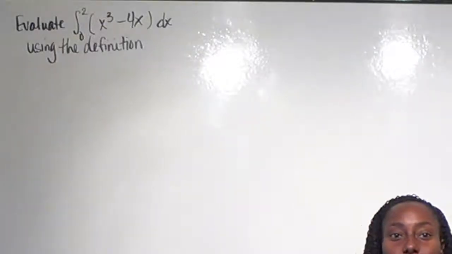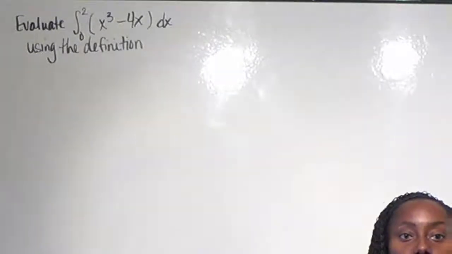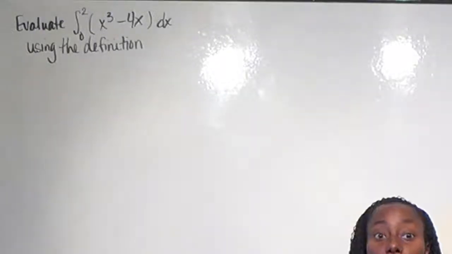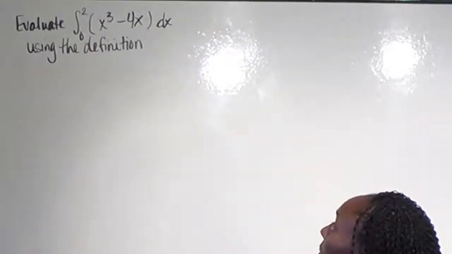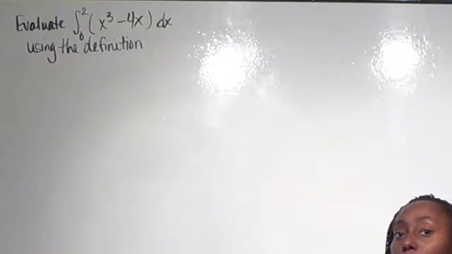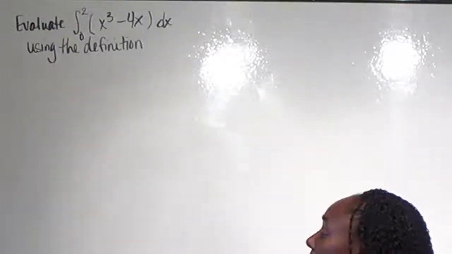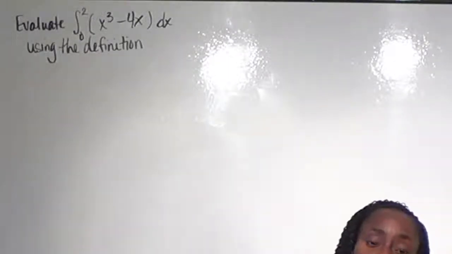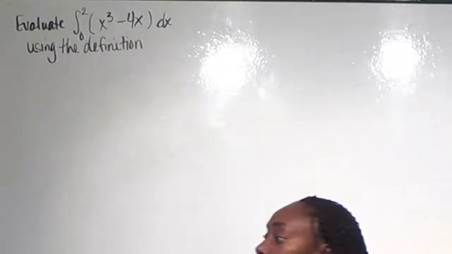In this next example, we're going to look at using that limit definition to find the area, or the value for the definite integral. So in this example, we've got the integral from 0 to 2 of x cubed minus 4x dx, and we want to use the definition to evaluate it. Again, what that means is the first thing I need to figure out is what is my delta x, what is my x sub i, and what is my f of x sub i.